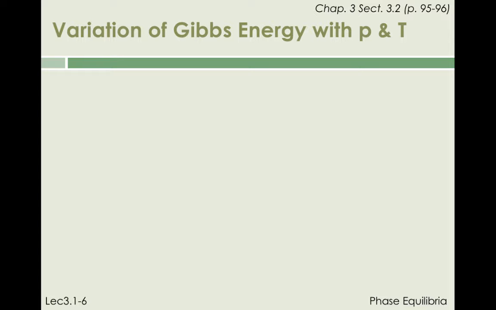To do so, we start with the equation relating the Gibbs energy G, the enthalpy H, and the entropy S, given as G equals H minus TS. We then use the definition of the enthalpy H as the sum of U plus PV and obtain G equals U plus PV minus TS.